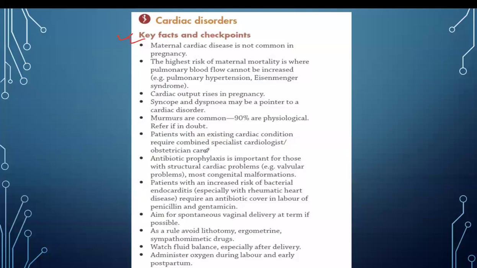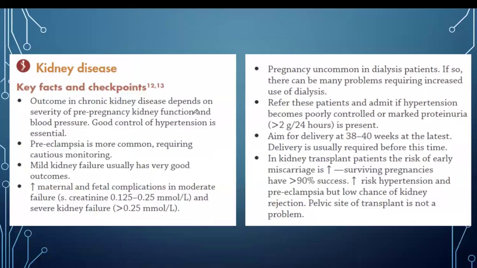Cardiac disorders in pregnancy. Murmur is common. You can go through that. It's not super important. You can give it a read by yourself. Kidney disease in pregnancy, again, same thing, give it a read. Two other important things: sometimes a question is asked that you have a patient who is pregnant and has diabetes, and the diabetes is uncontrolled. What is the most important risk in this patient, especially for the baby? Macrosomia.